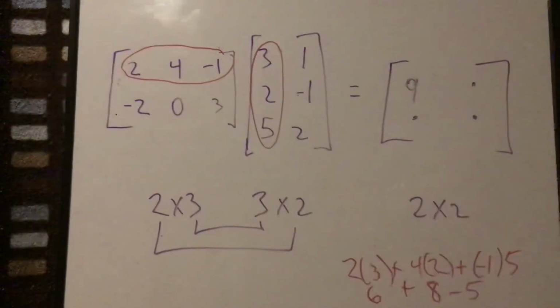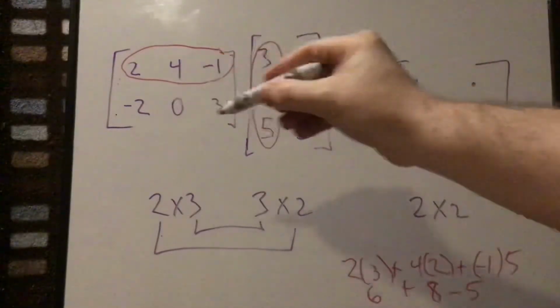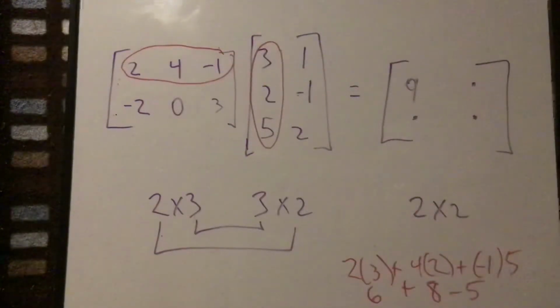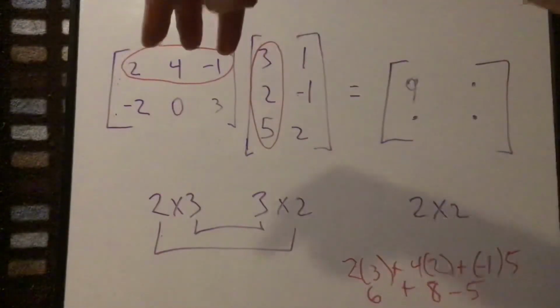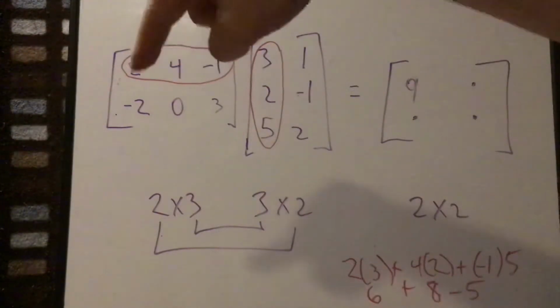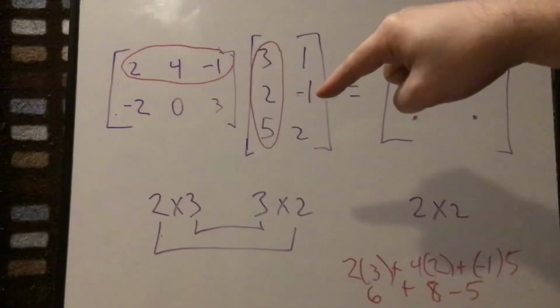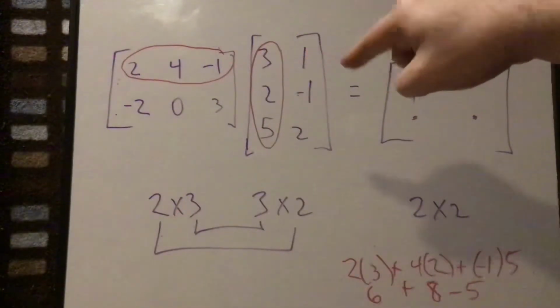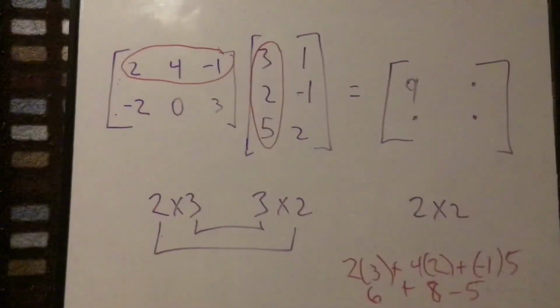So I continue doing this. I'm not going to show the rest of the calculations. I'll just talk through them. But now I have to do the first row, second column. And then I'll go on and do the second row, first column, so on. So you need every combination. So let's do the first row, second column. I'm basically going to take 2 times 1, which is 2. 4 times -1, which is -4. 2 minus 4 gives me -2. And then -1 times 2 is another -2. So that's going to give me a total of -4.